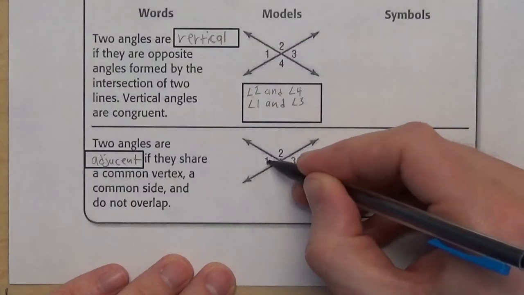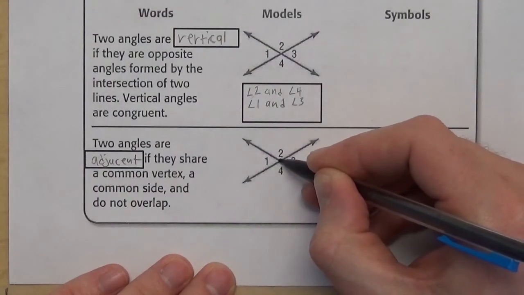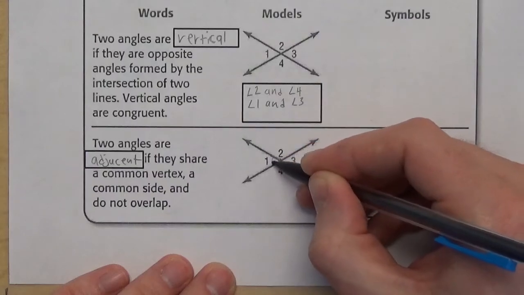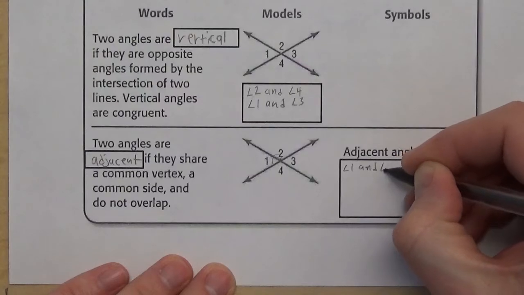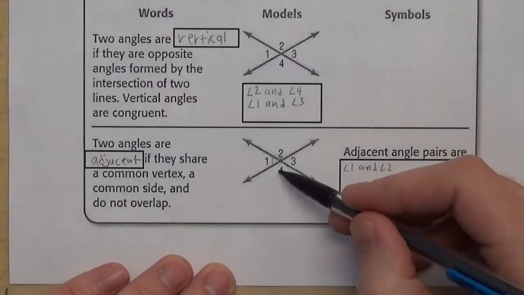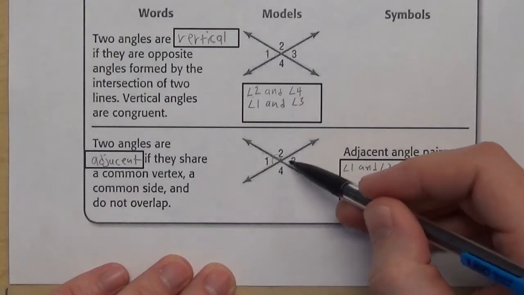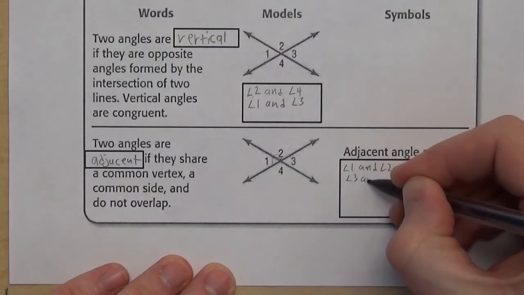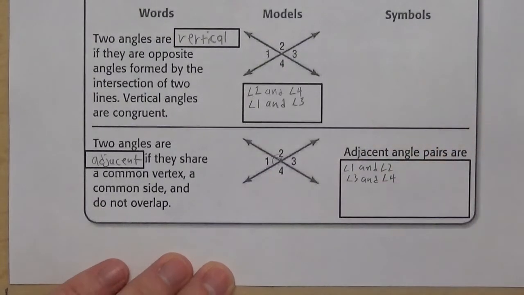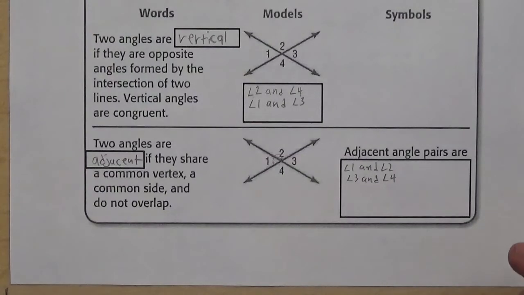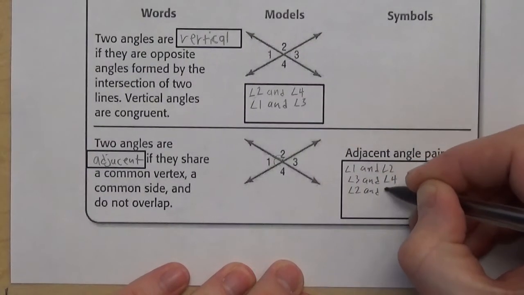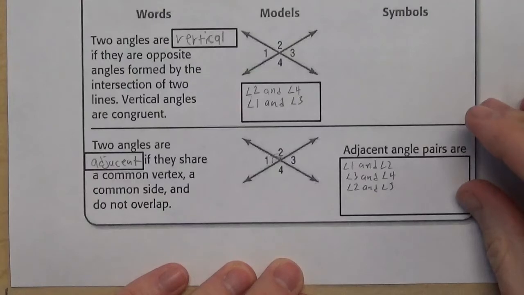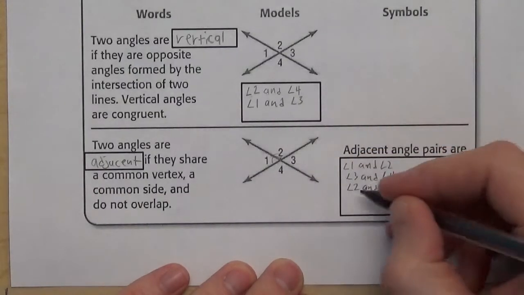For example, angles 1 and 2. See, they share this common vertex. They share this side right here, and they're two angles that are right next to each other. So angle 1 and angle 2. Another pair of adjacent angles are angles 3 and 4. Now, there are actually 2 more pairs of adjacent angles. See if you can pick them out and write them down. We got angles 2 and 3 that are also right next to each other. That's a different combination we haven't made yet. And then angles 1 and 4.